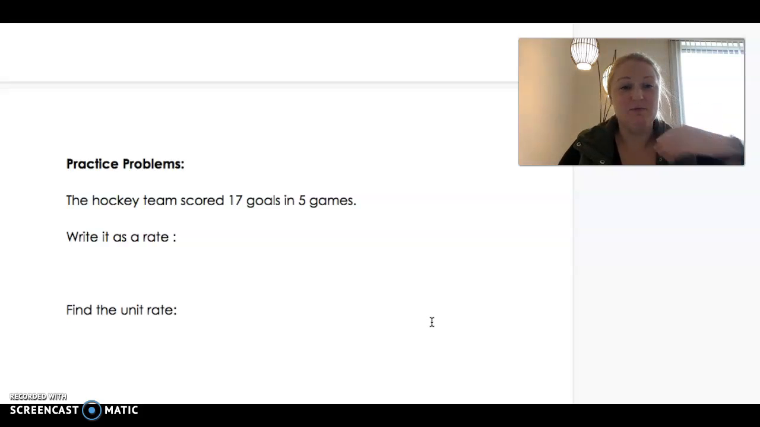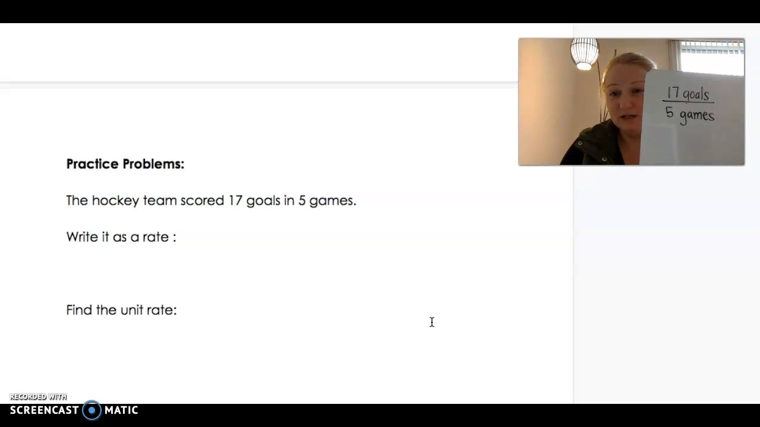So for this practice problem, it says the hockey team scored 17 goals in 5 games. I'm going to first write that as a rate. So I will do, and I'm doing this on my whiteboard so I can show you, but you go ahead and try right now too and see if we come up with the same thing. 17 goals in 5 games. So remember, a rate is just a comparison using 2 different units. So my rate was 17 goals for 5 games.